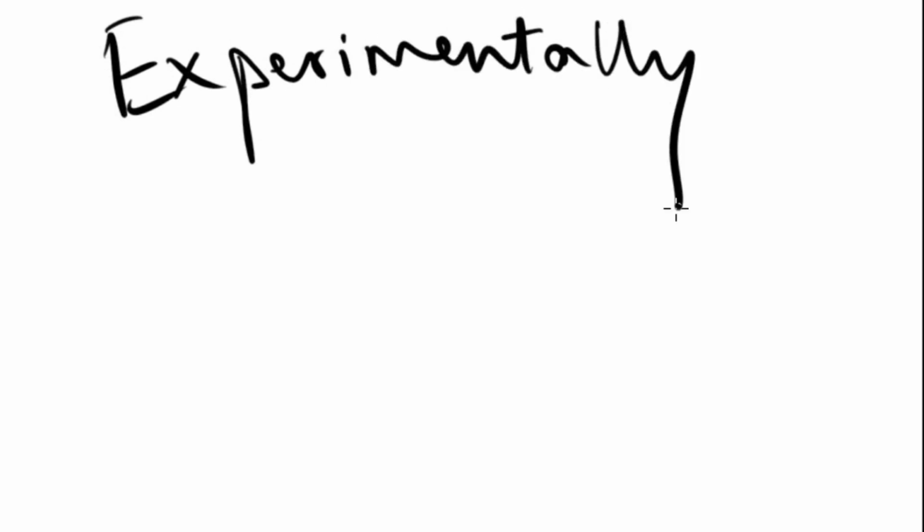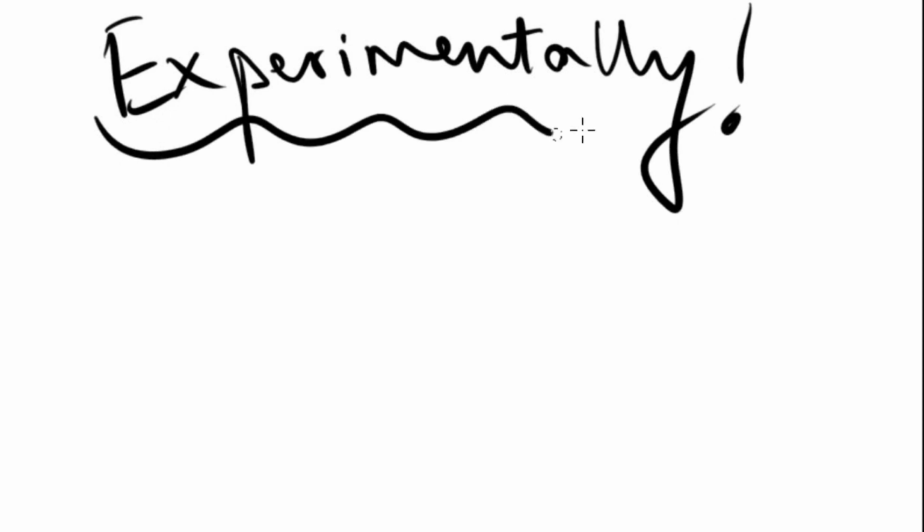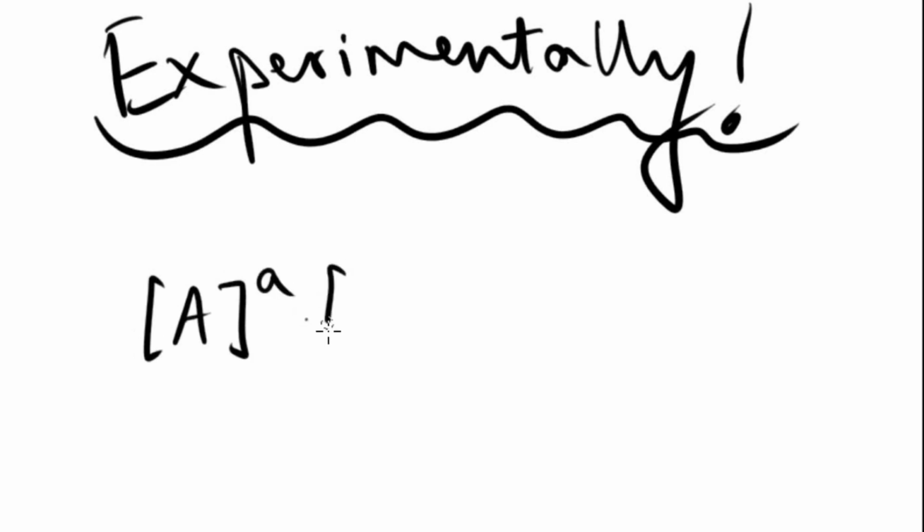These values are found experimentally. You cannot just guess them or get them from the reaction. Okay, so if you're asked to write the rate equation for the reaction, you just put the letters A and B. That was it for rate equations.